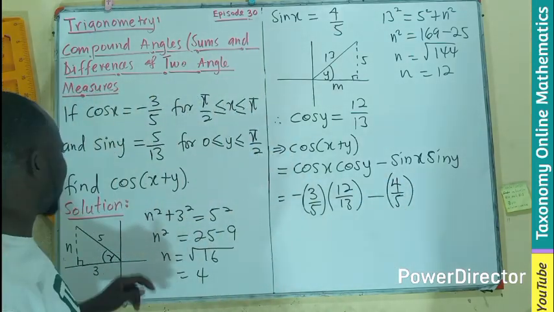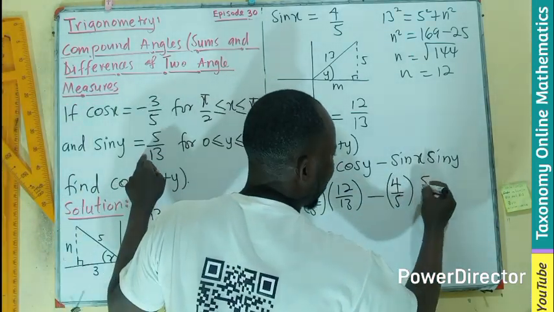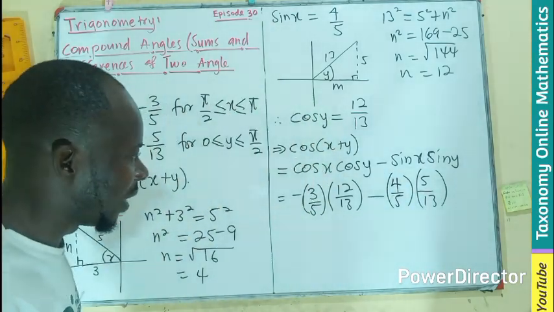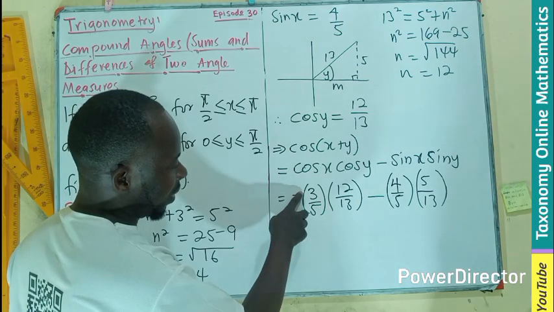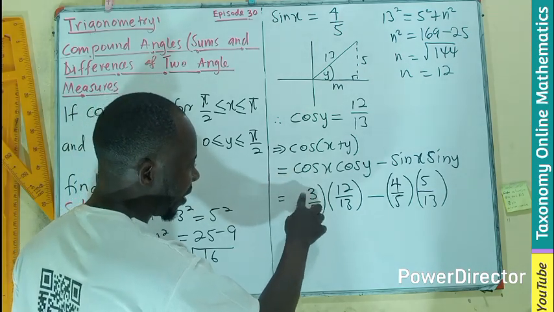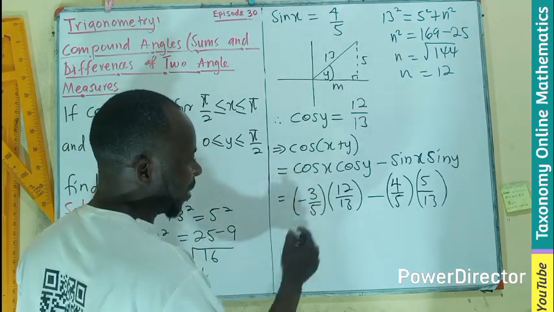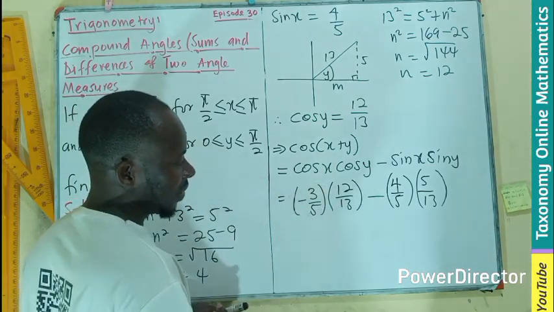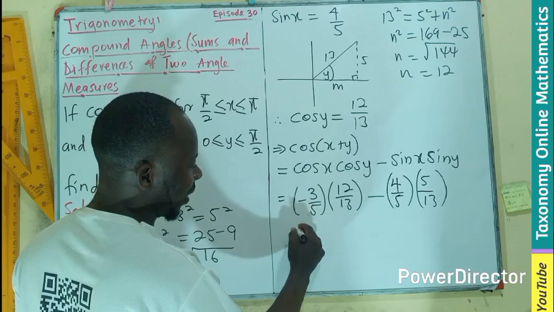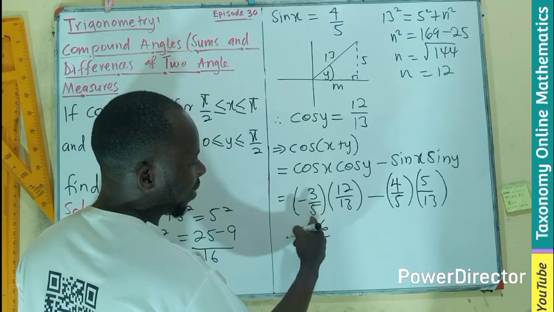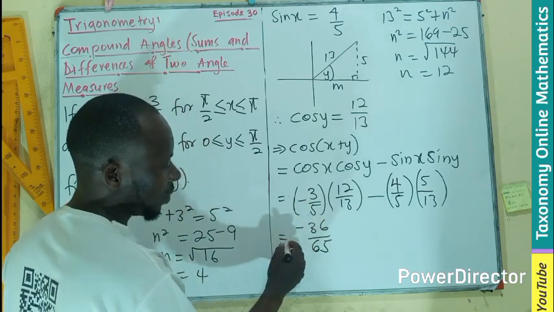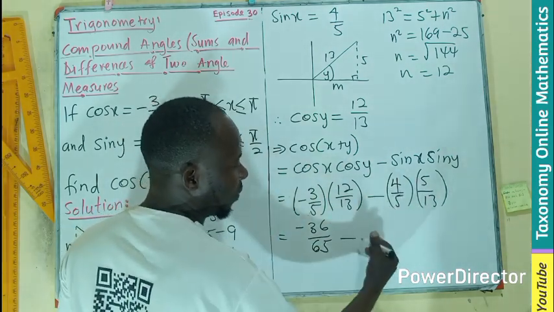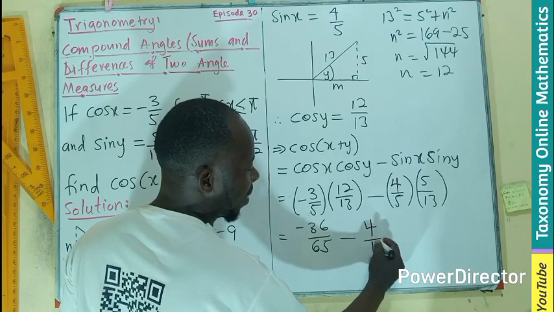Then the sine y is given in the question as what? 5 on what? 13. So now let's multiply and see. I think in the case of this, the negative is supposed to be inside the bracket. It doesn't change anything, but for clarity's sake. So this will be 36, right? 36. So negative 36 divided by 65, minus, we know this 5 will cancel this. So I should be left with only 4 divided by what?